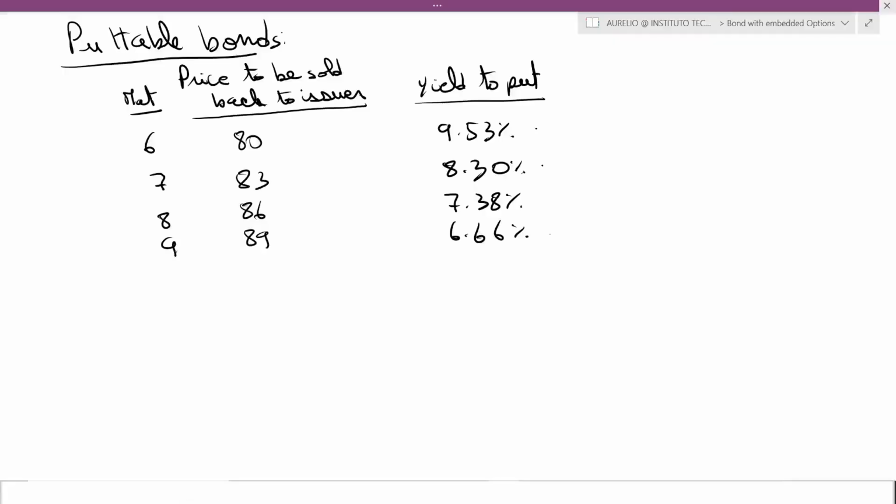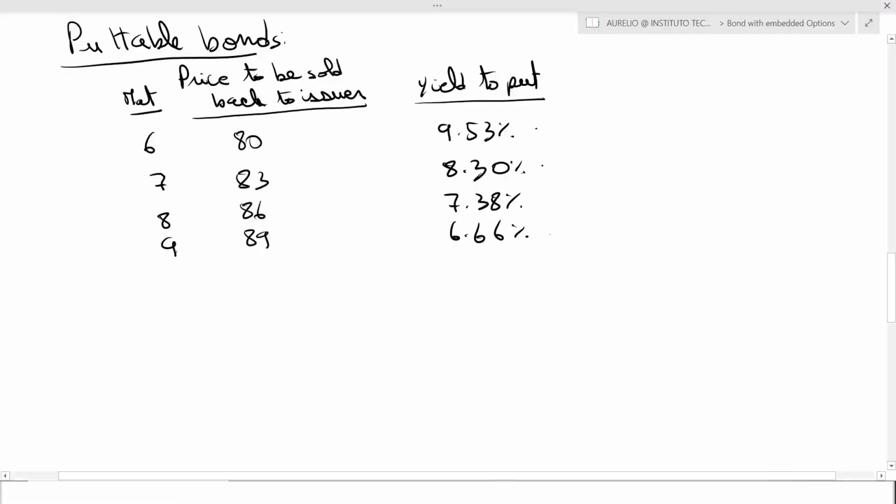Now let's examine the case of puttable bonds. For callable bonds, if you're expecting that the company is going to do better, then as an issuer, you want to buy back the bonds from the buyer. In the case of puttable bonds, it is the opposite. You're selling an option to the buyer of the bond so that if the company does really badly, he can return those bonds to you.